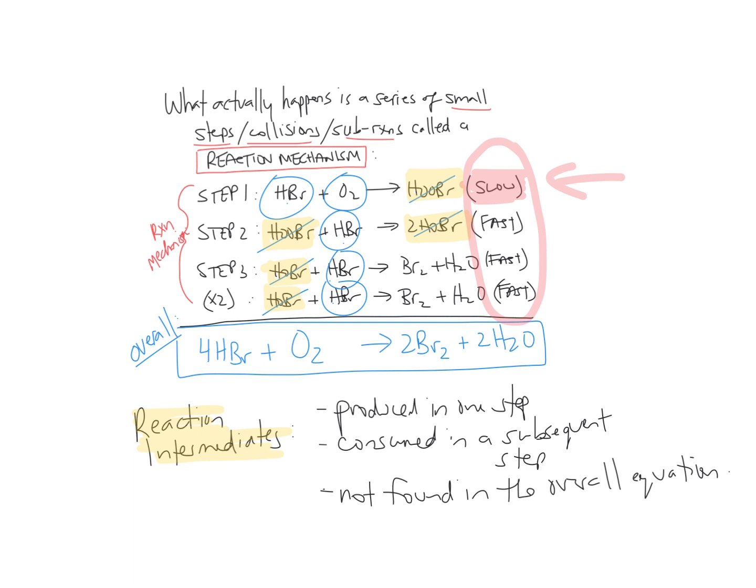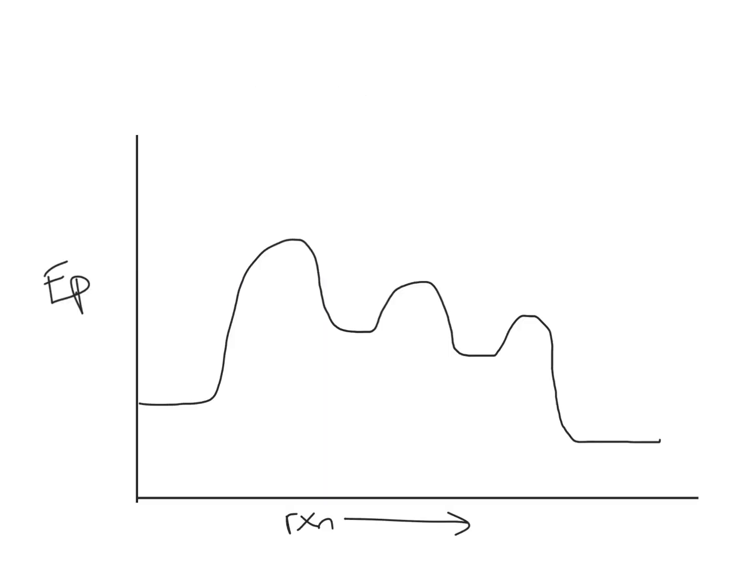The slowest step in a mechanism is often referred to as the RDS, the rate determining step. What this means is that this slowest step of all the steps in the mechanism is going to control the rate of the entire process. So the rate determining step controls the rate of the whole process, and I'll show you why.